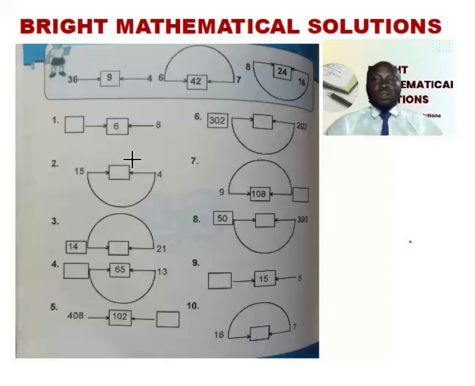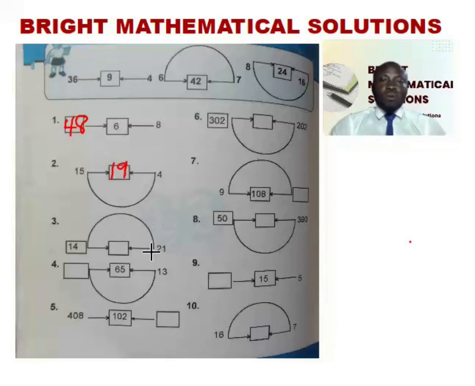So let us get into the operation in specifics. We have 8 and 6, and we know that when it is on a straight line, it is multiplication. 8 multiplied by 6 will give us 48, just as we have 9 multiplied by 4, which is 36. The second one, look at the way the drawing goes. The curve is downward. So this operation is addition. 15 plus 4, so this place will be 19.